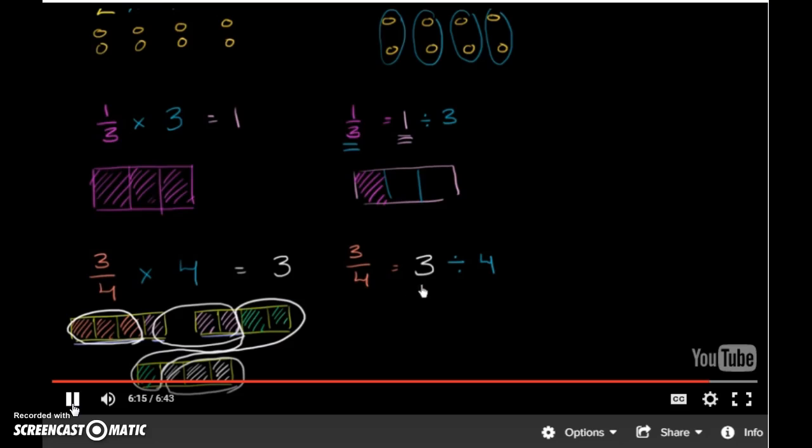So the same idea again. 3 over 4 is the same thing as 3 divided by 4. And in general, this is true. The fraction symbol here can be interpreted as division. And looking at this diagram right here, it made complete sense. If you started with 3 wholes and you want to divide it into 4 equal groups, 1 group, 2 groups, 3 groups, 4 groups, each group is going to have 3/4 in it.